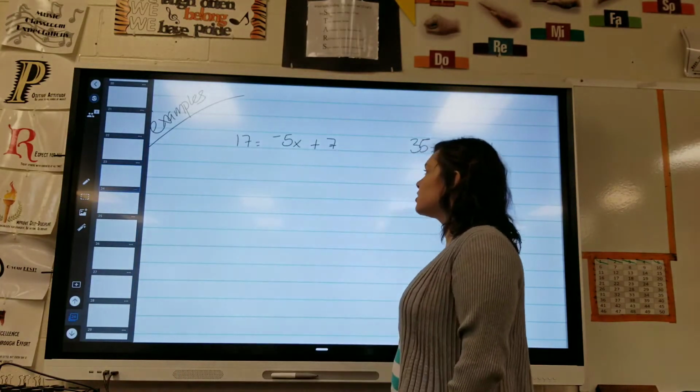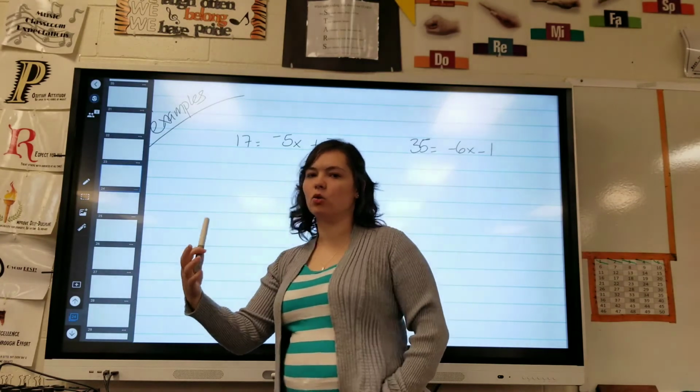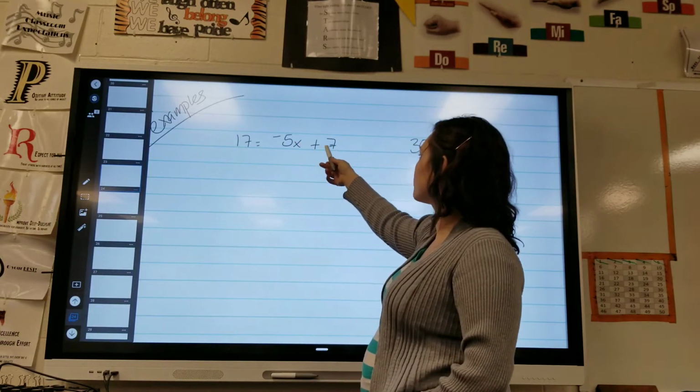All right, so this one is just backwards in the way that it's written. It has the equal sign at the beginning. 17 is equal to negative 5x plus 7.